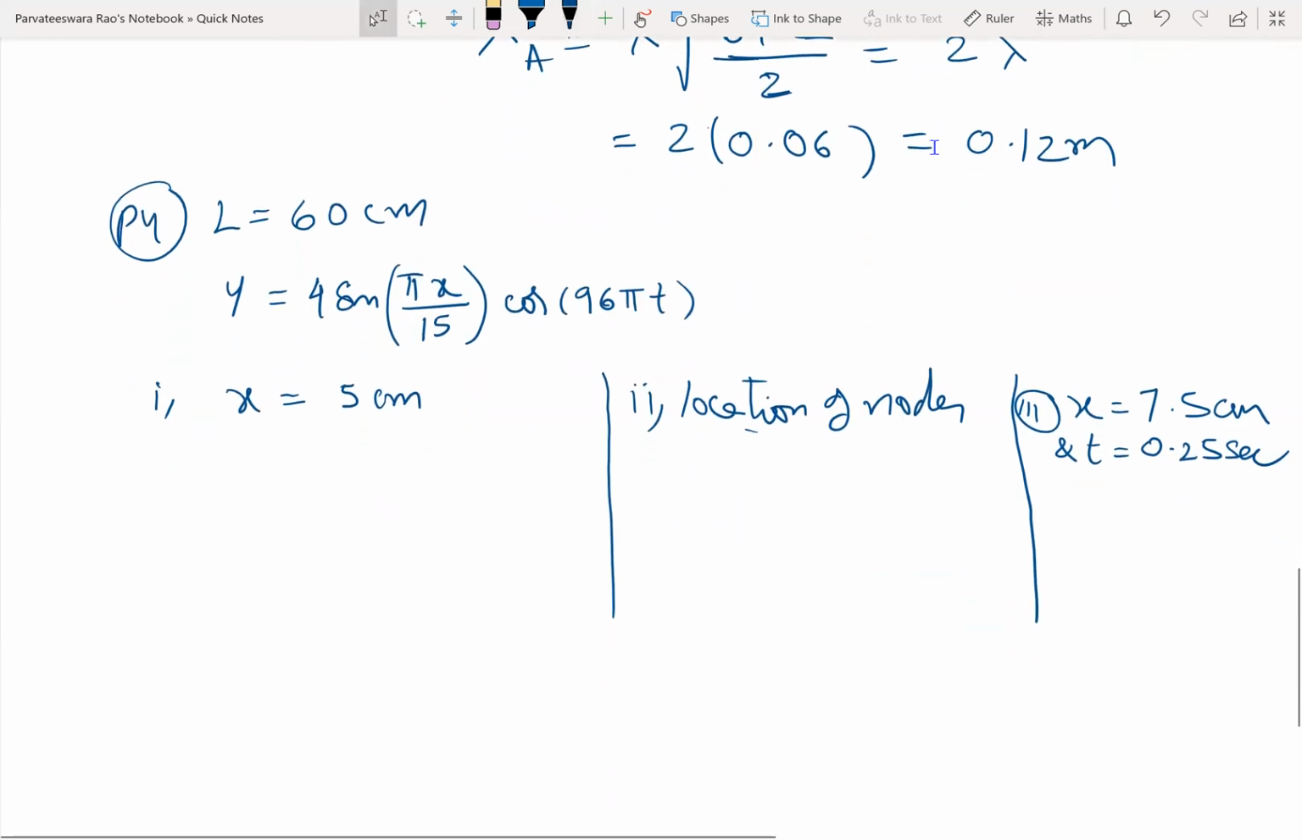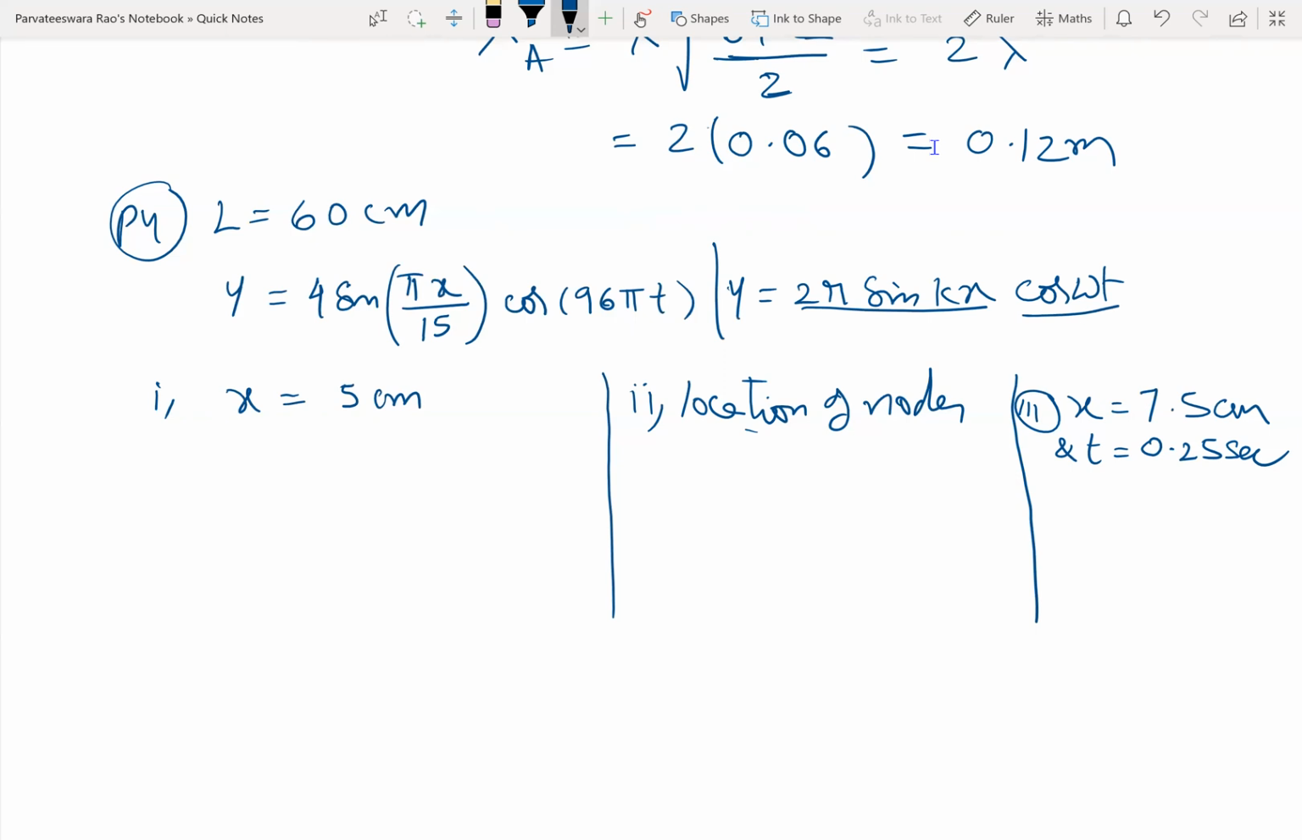Say how we are going to solve it. Just go through this. This equation resembles y is equal to 2r sin kx cos omega t. Yes or no? Yes, sir. So this is the equation of a stationary wave. So here amplitude is given by 2r sin kx.